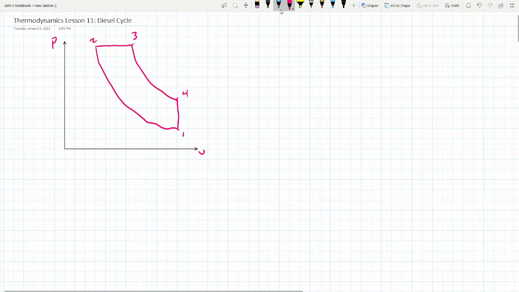Hello everyone. Tonight we shall be covering our 11th lesson of thermodynamics, which is the diesel cycle. So here I have a diesel cycle drawn for you on a PV, or pressure-volume, diagram. Let's start out by labeling the processes. 1 to 2 is an adiabatic compression.